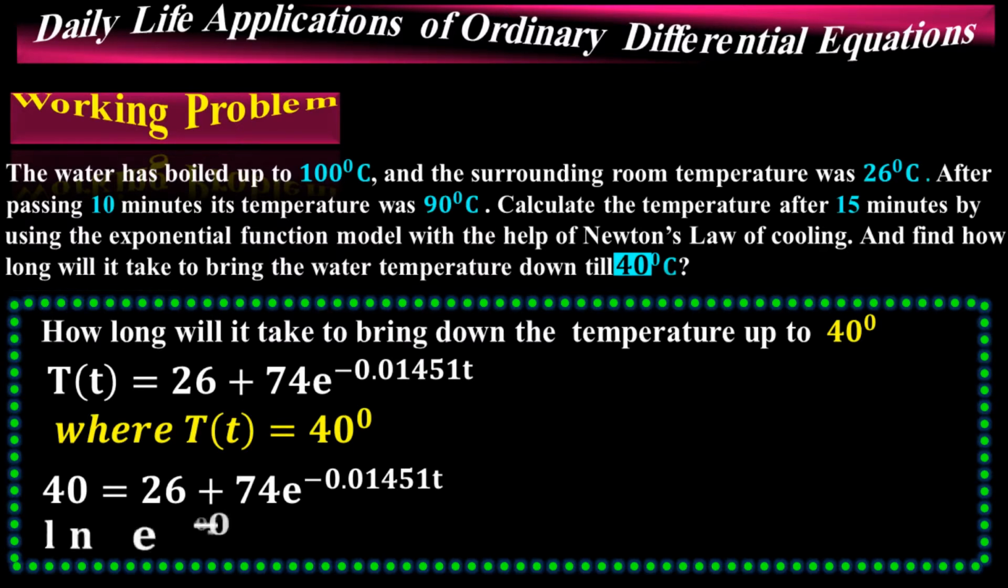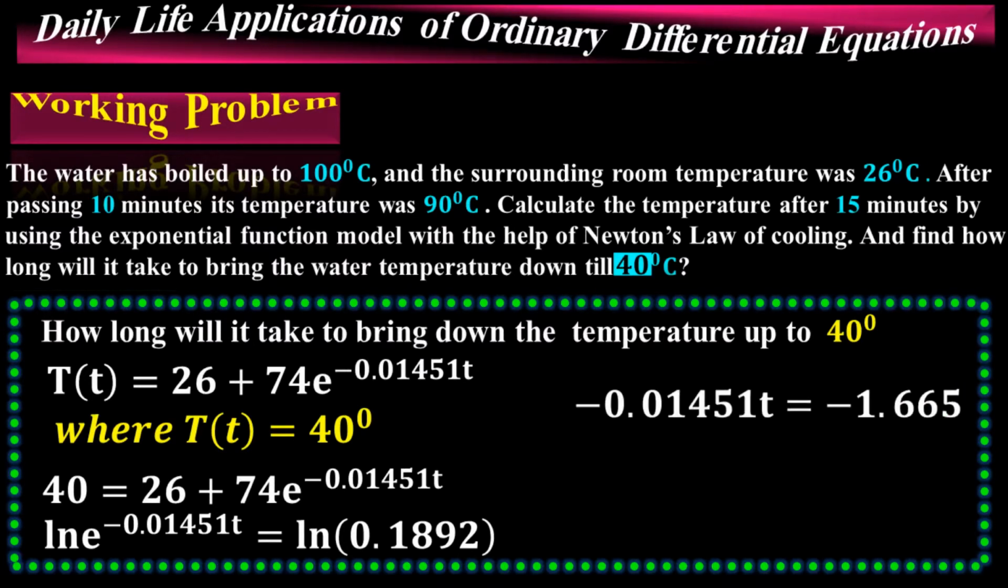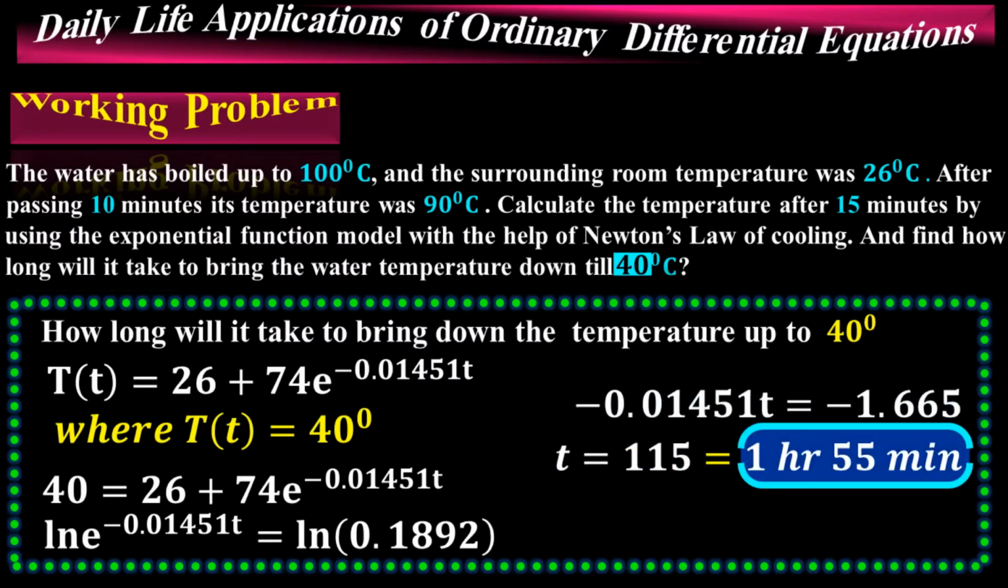Just simplify the equation to have e to the minus 0.01451 times t equals 0.1892. And then after taking natural log on both sides, I have minus 0.01451 times t equals minus 1.665. Rearrange the equation so I have t equals 115, which equals 1 hour 55 minutes. So it will take 1 hour and 55 minutes to bring the water temperature down till 40 degrees centigrade.